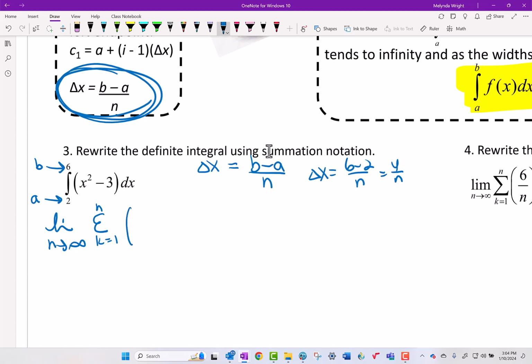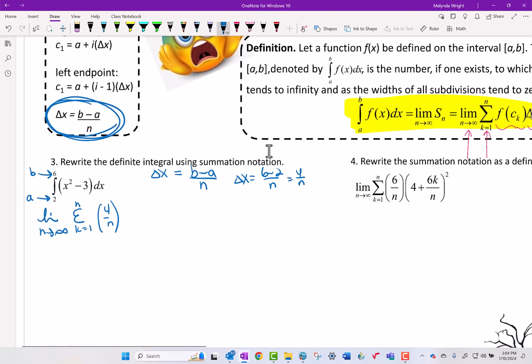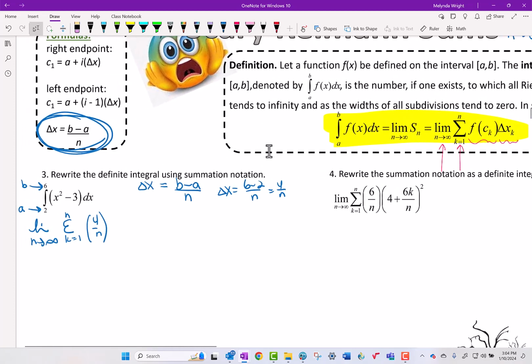Okay, that goes right here. 4 over N. What does that refer to? That refers to this part right here. The delta X is right here. That's the 4 over N part. I just wrote it down. The only thing we've got to do now is put the function in there. That's it. Just put the function right here.